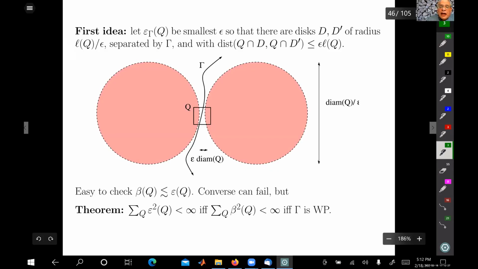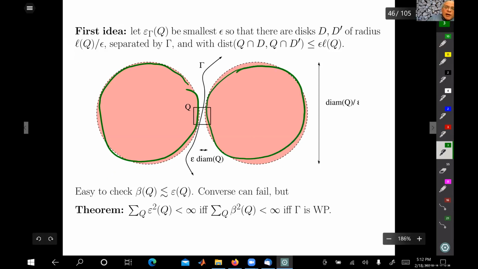And the first attack on this is to replace the straight line by disks, because circles tend to be a little bit more Mobius invariant. And the idea is to take two large circles, which are separated by gamma, but are only about epsilon apart. And now if you take a Mobius image of this, you will still get two large circles separated by gamma, although epsilon may change a little bit. So it's not completely Mobius invariant.